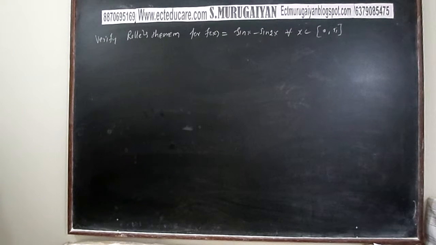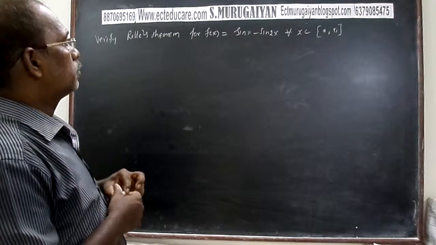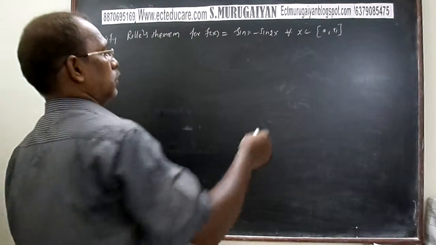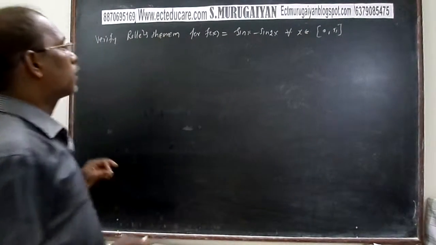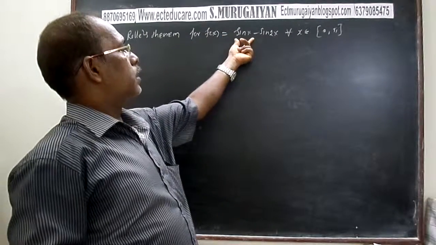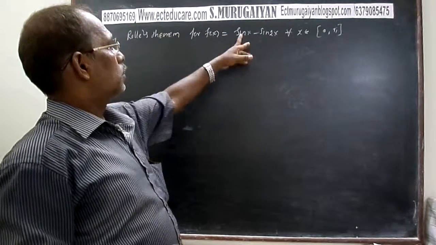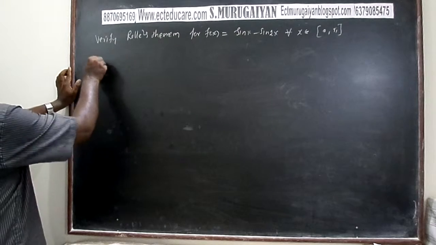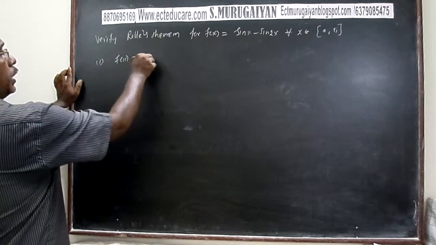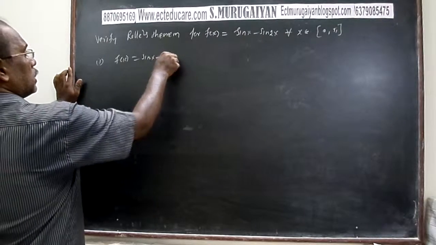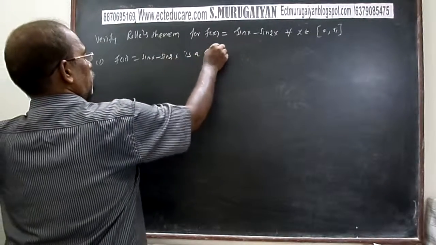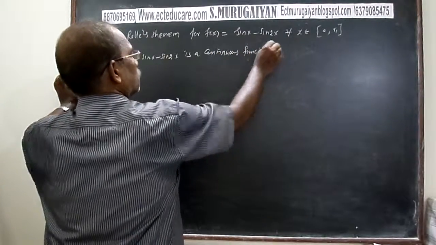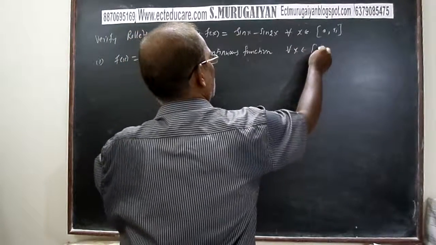So dear student, we will discuss one more question from Rolle's theorem. The function is sin x - sin 2x for all x belonging to the closed interval [0, π]. Sin x is a continuous function, sin 2x is a continuous function. So the linear combination of two continuous functions is always a continuous function. So we can conclude f(x) = sin x - sin 2x is a continuous function for all x belonging to the closed interval [0, π].